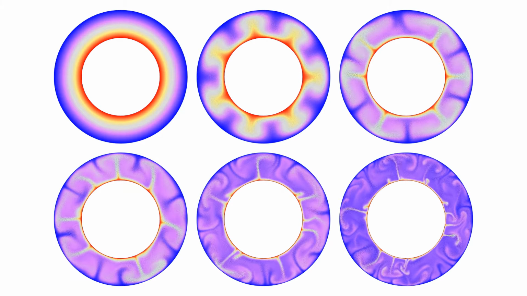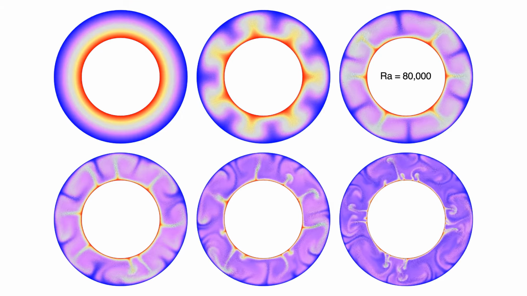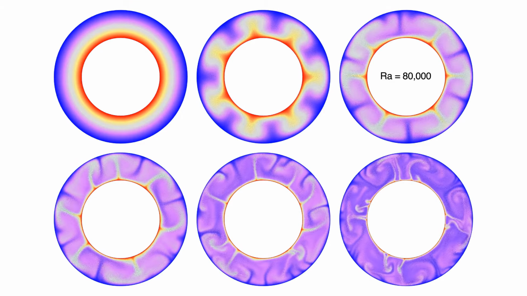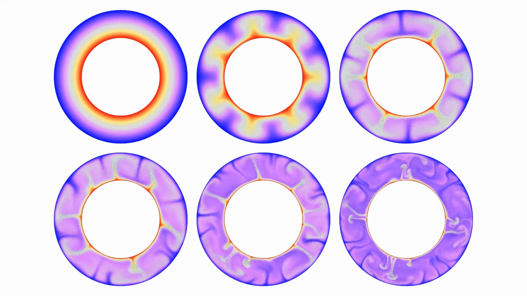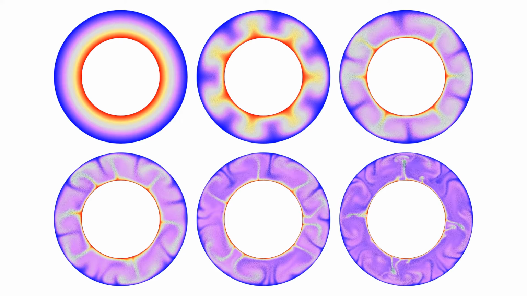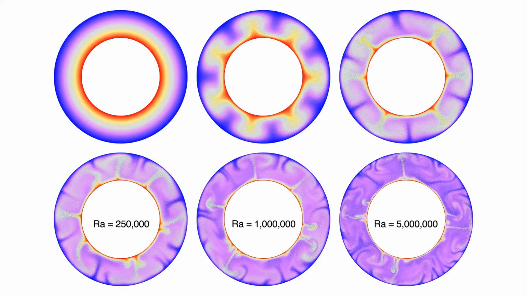The following simulation, conducted at a Rayleigh number of 80,000, slightly exceeds the threshold where the flow patterns become unstable over time, leading to the emergence of subtle motions. Significant fluid motion and complex flow patterns can be observed in all other simulations at higher Rayleigh numbers.